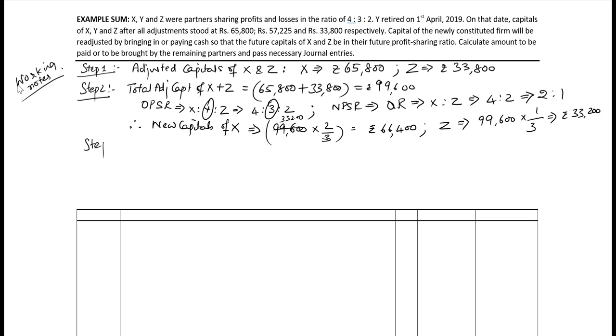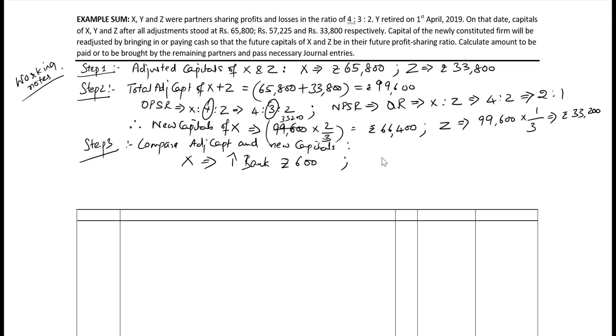Now the step 3 is to compare adjusted capitals and new capitals. In the case of X, the adjusted capital is 65,800 rupees, whereas the new capital is 66,400 rupees. So X has to bring in cash of the amount equal to difference, which is rupees 600.